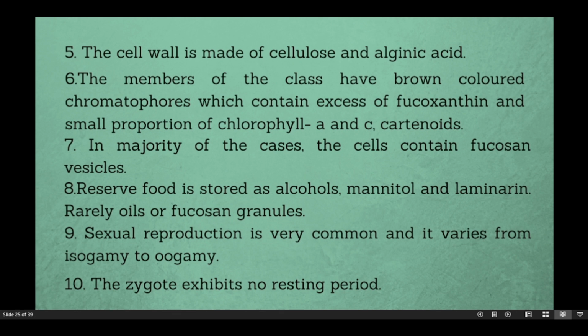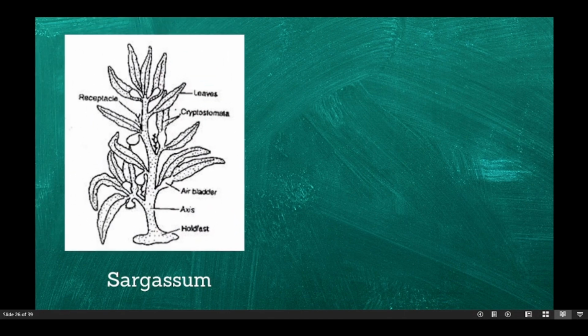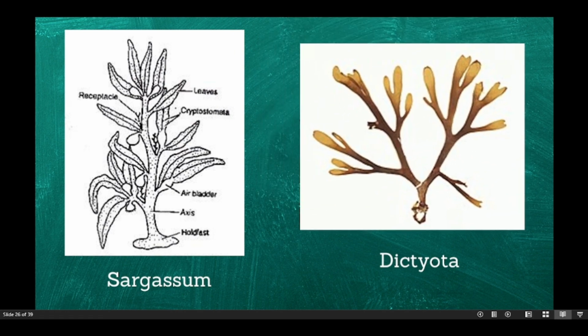The members of the class have brown-colored chromatophores, which contain excess of fucoxanthin and a small proportion of chlorophyll A and C carotenoids. In the majority of cases, the cells contain fucose and vesicles. Reserve food is stored as alcohols, mannitol, and laminarin, rarely oils or fucose granules. Sexual reproduction is very common and it varies from isogamy to oogamy type. The zygote exhibits no resting periods. Here are examples of Phaeophyceae: Sargassum, Dictyota.